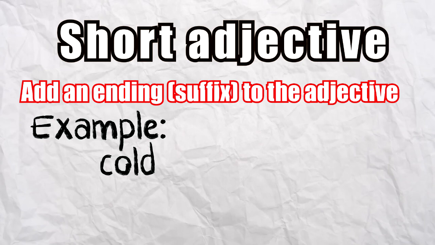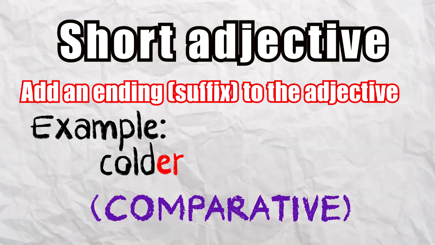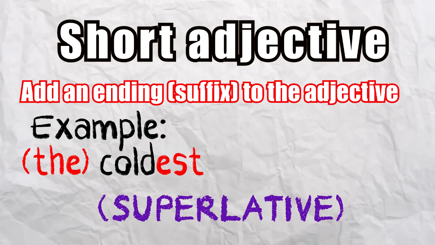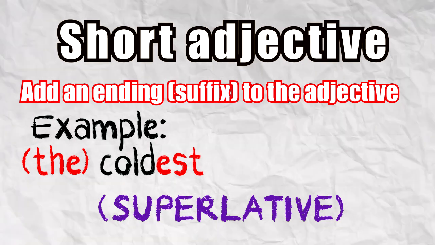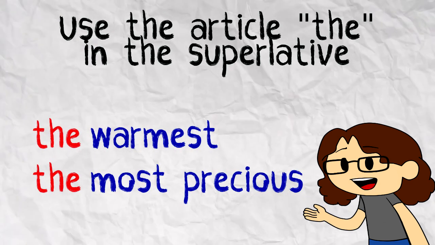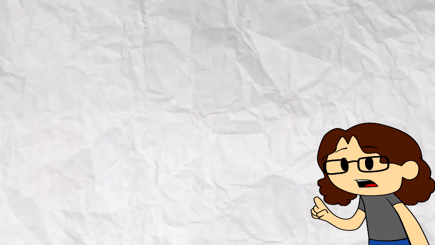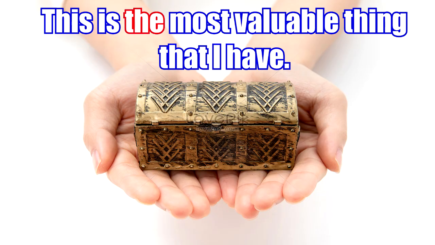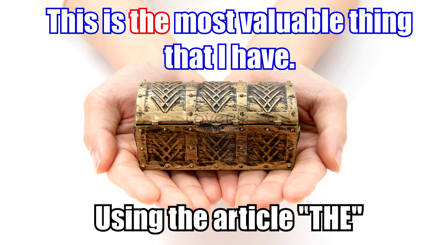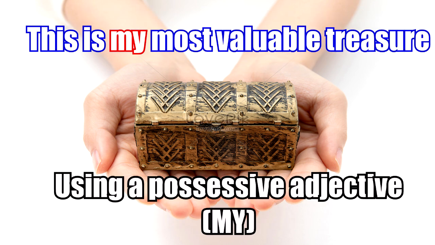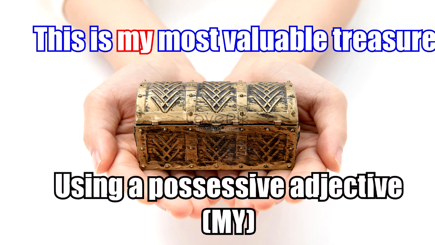In the case of the comparative, you add er, and in the case of the superlative, you add est. Normally, you use the article the with the superlative, unless you use a possessive adjective. For example, this is the most valuable thing that I have. Or, this is my most valuable treasure.